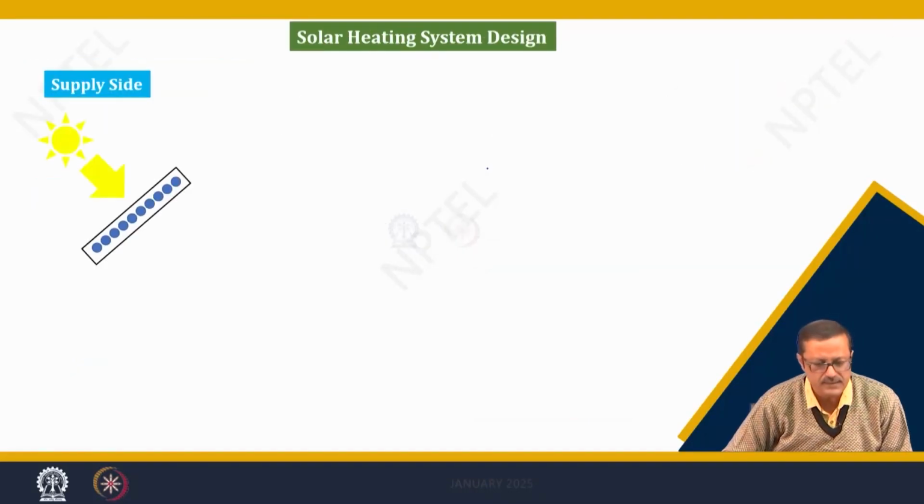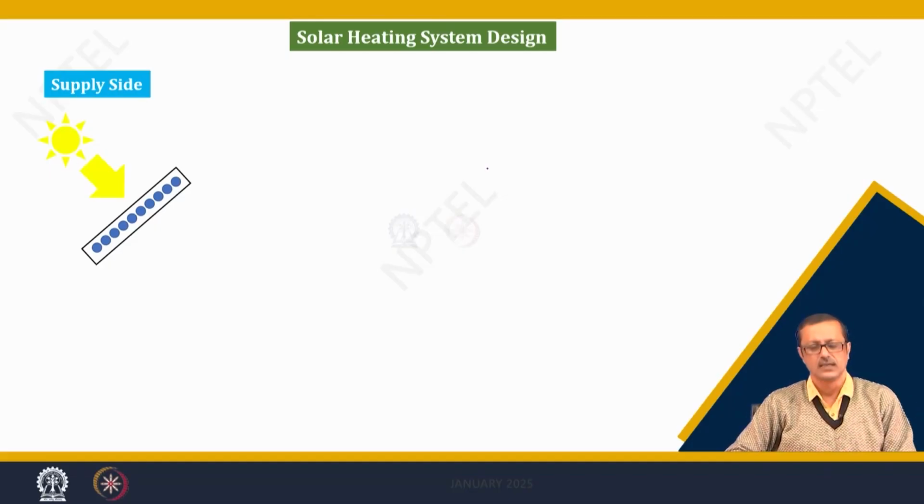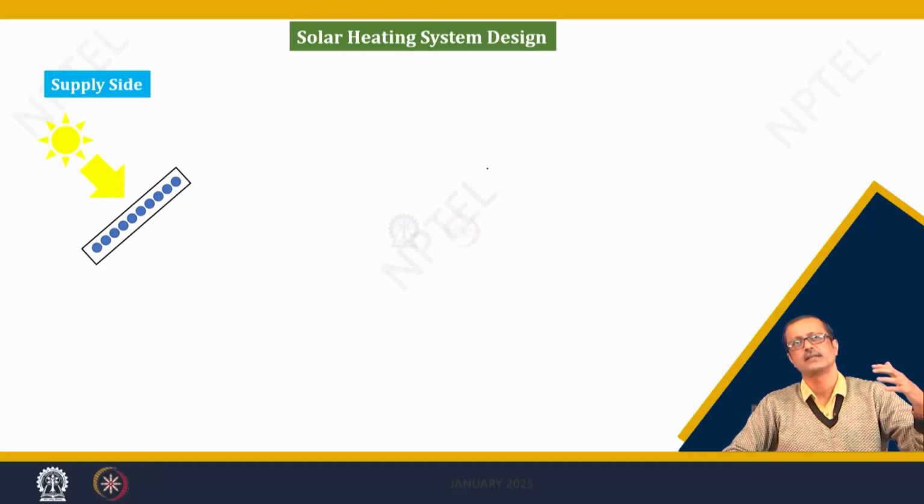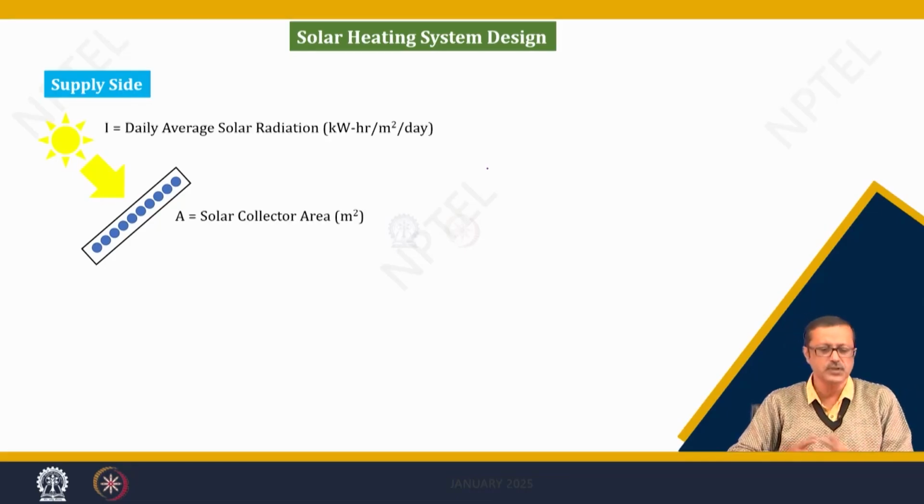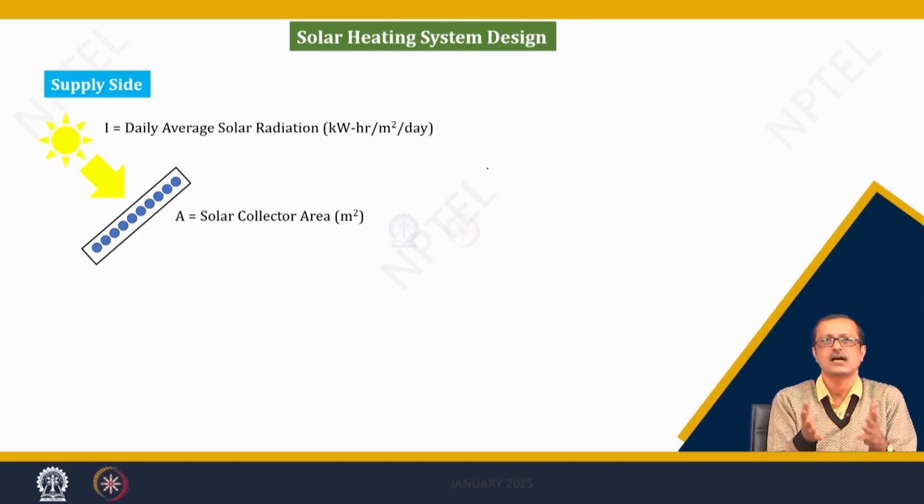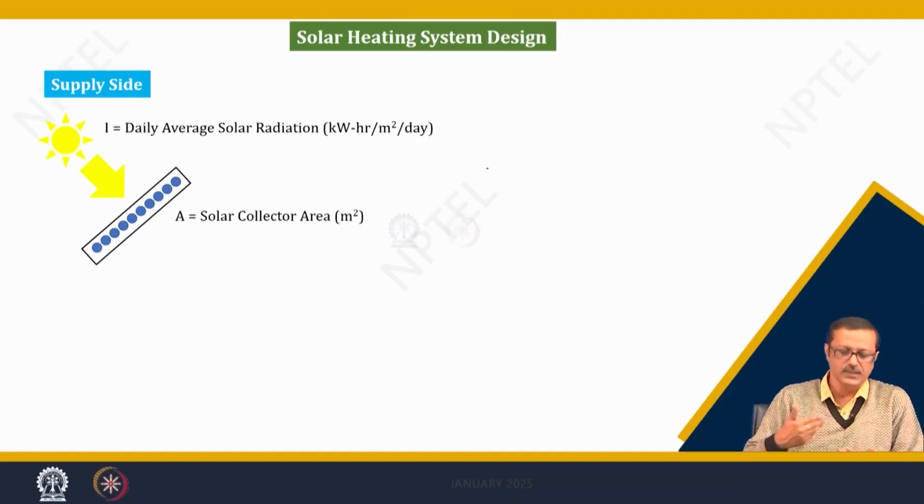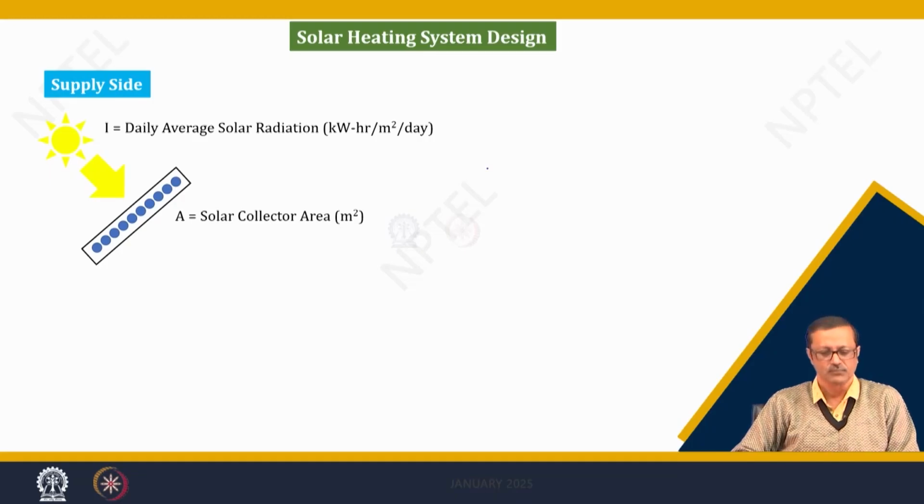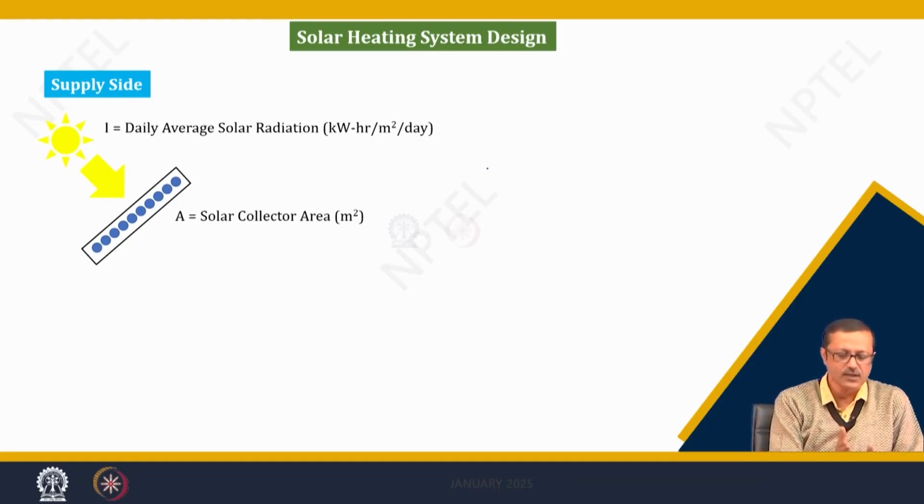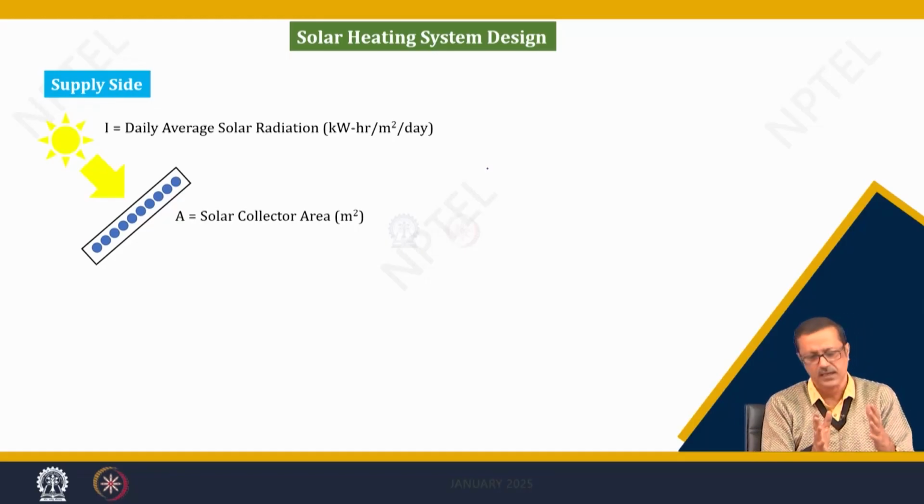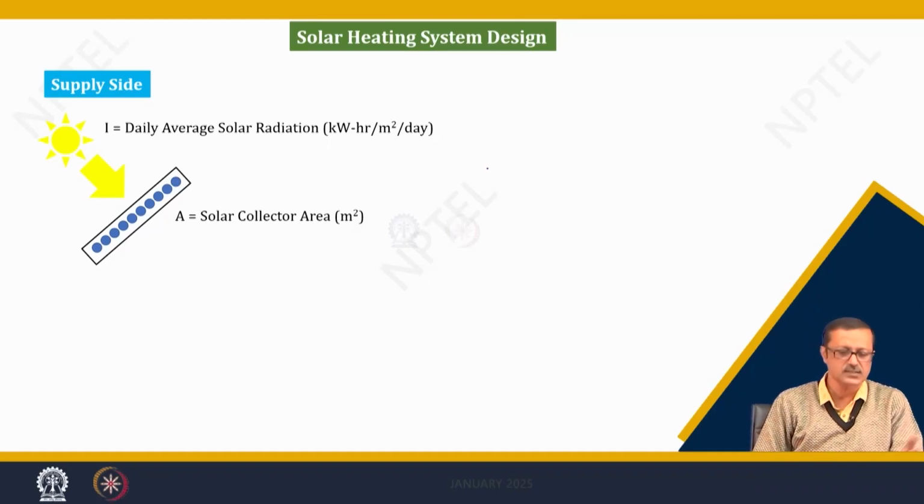So, how do we design the system? As I know, there is a supply side. In the supply side, who is going to supply the energy? The solar radiation. So, what I have to do? I need to know the solar radiation intensity. For a particular day I need to know the kilowatt hour per meter square per day of solar radiation. Of course, that is available. We have seen in the last lecture that it is available for some typical cities in India. So, I can collect that, and I can also decide that I can give this much area of the collector in meter square. So, this is the supply side.